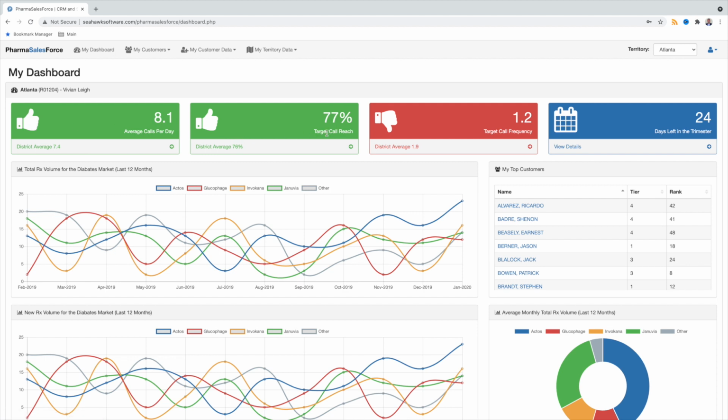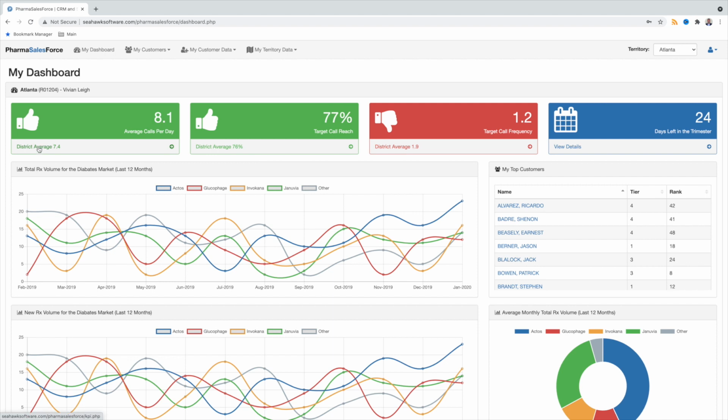Here's your target call reach. You've reached 77% of your HCPs for the current incentive cycle. Your district average is 76%, so you're doing well, so you're green here. For your call frequency, you've only called on your targeted HCPs 1.2 times. Your district average is 1.9, so you're actually red here, you're trending down. You'd have to get your frequency up to get this in green, and you have 24 days left in your trimester to get these numbers where you want them to be.